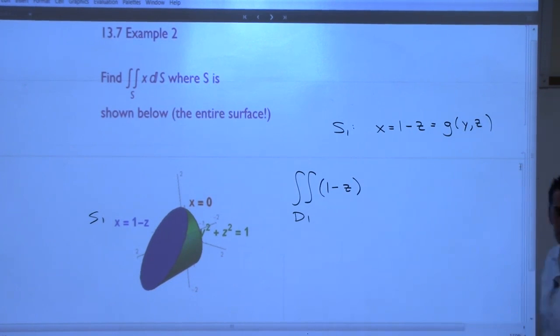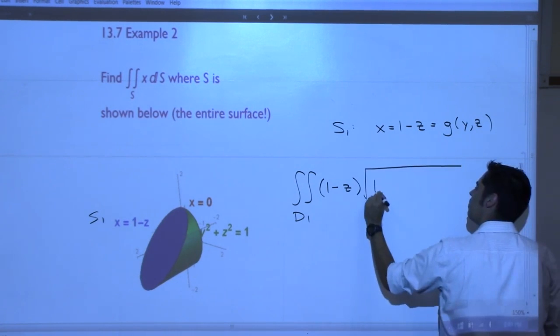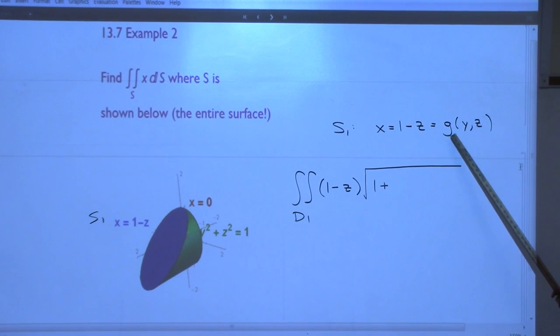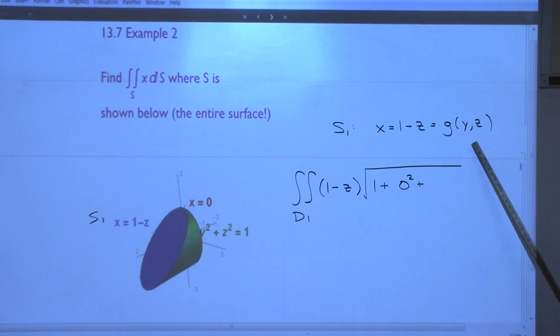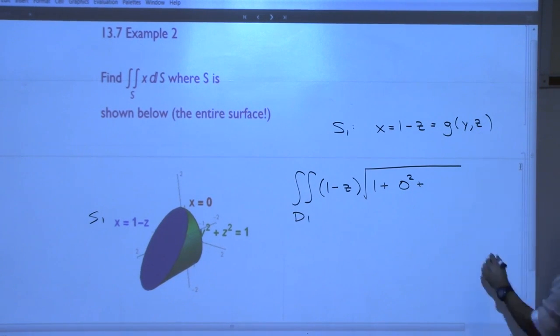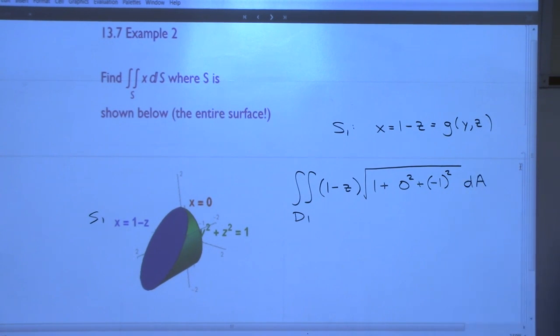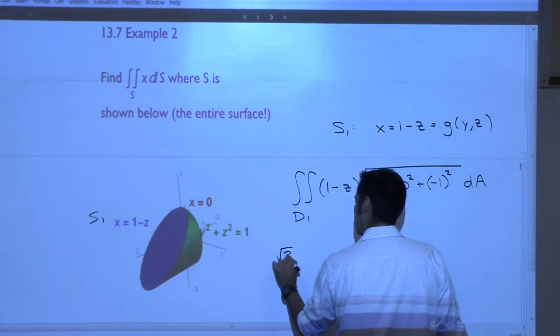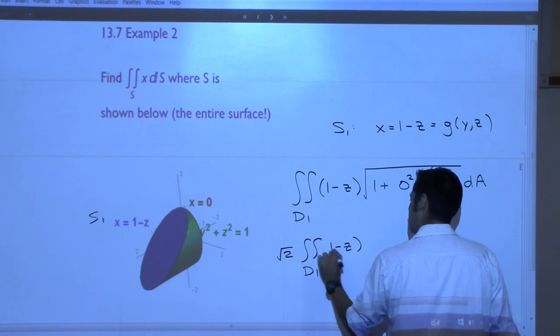And then square root of 1 plus partial of g with respect to y, 0, squared, plus partial of g with respect to z, negative 1, but then squared, dA. Got it? Which is root 2. Take that out of the double integral. Root 2 double integral over D1 of 1 minus z dA.